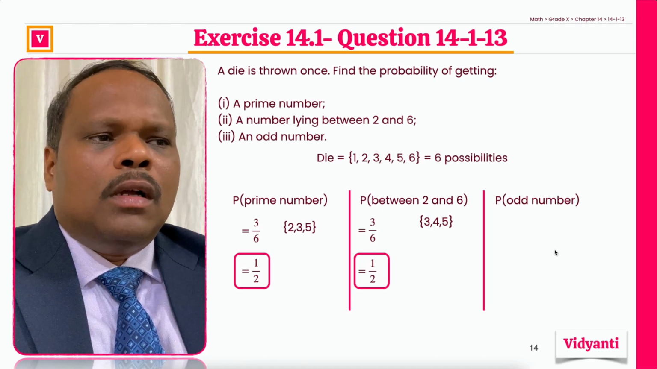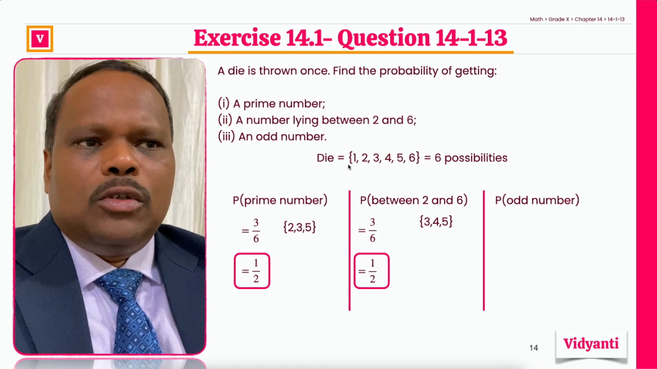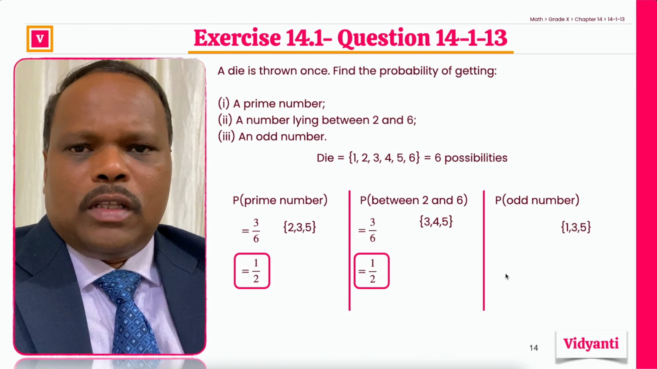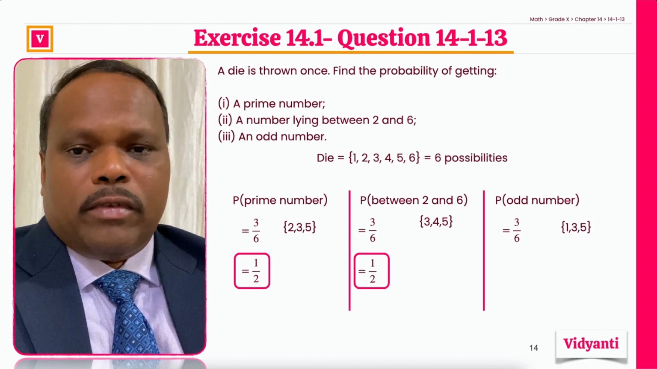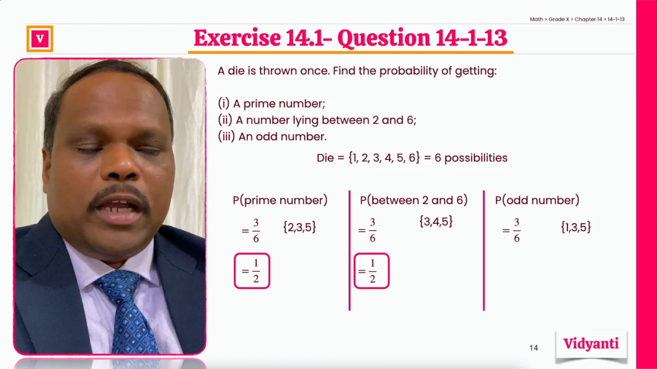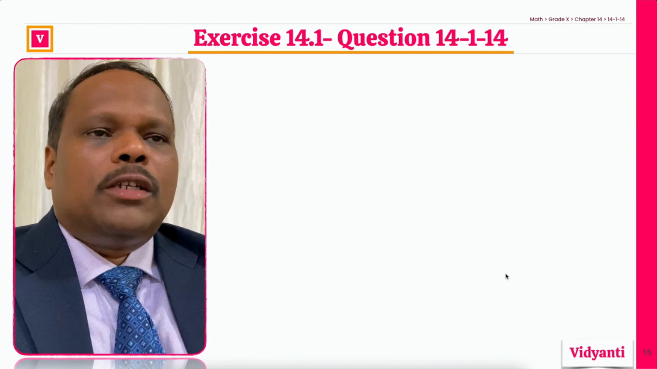So the probability of an odd number, that will be your last question. Odd numbers are 1, 3 and 5. There are 3 possibilities. Again, out of 6 possibilities, 3 are favorable. So your answer is going to be 3 by 6, which is 1 by 2. Let's go to the next question.